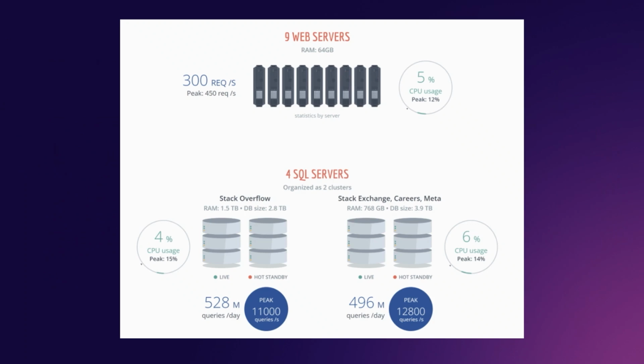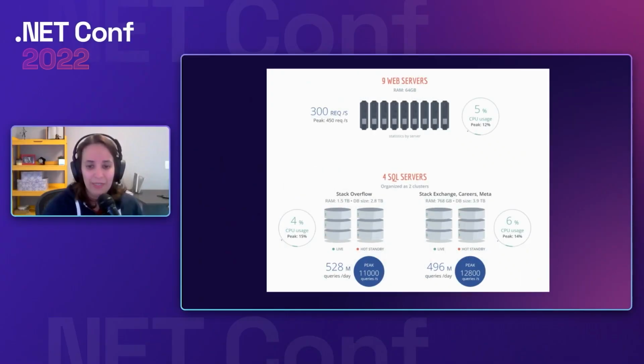So Stack Overflow is a multi-tenant application, like I mentioned. It's also running on-prem in our own data center. And we do that using only 9 web servers. In this case, those numbers are a little bit outdated, but we had 300 requests per second per server. And remember, we are running between 5 and 10% of CPU usage, which means there's a lot of room to improve.